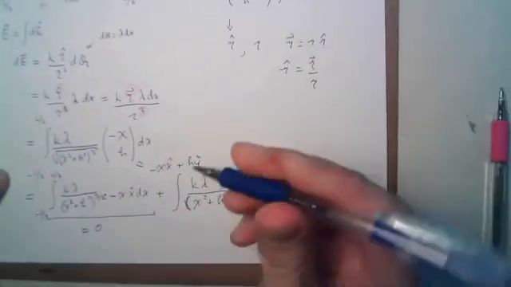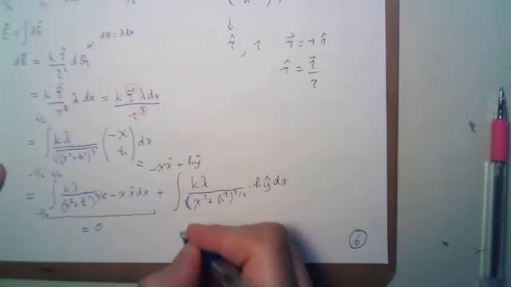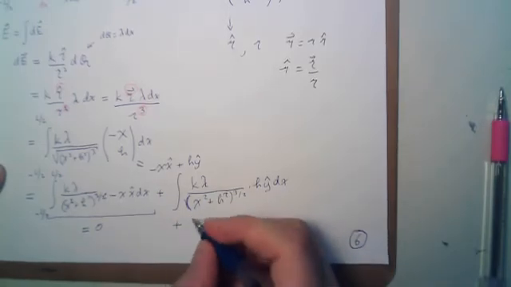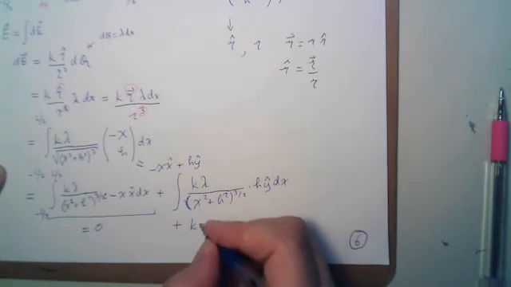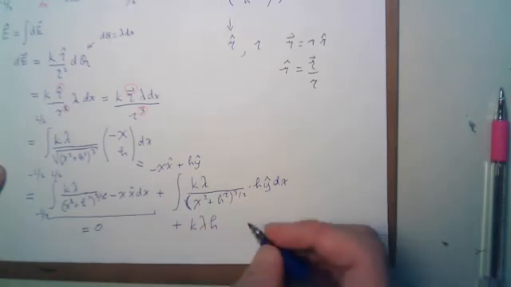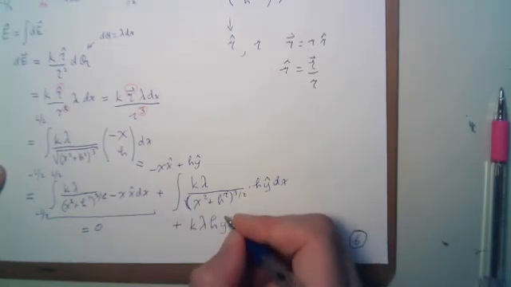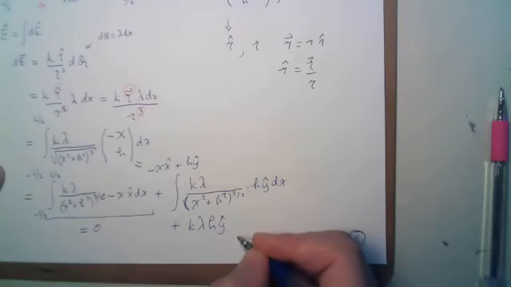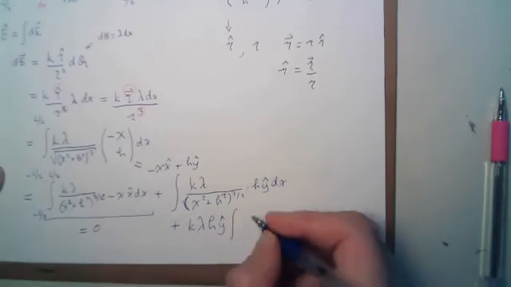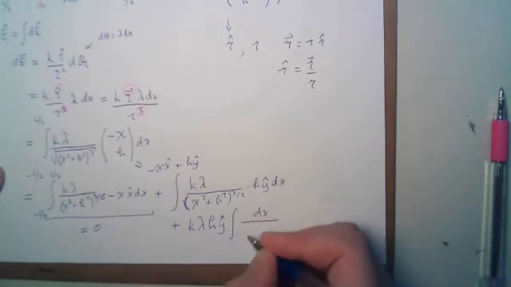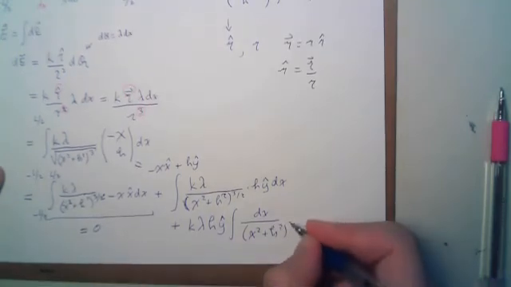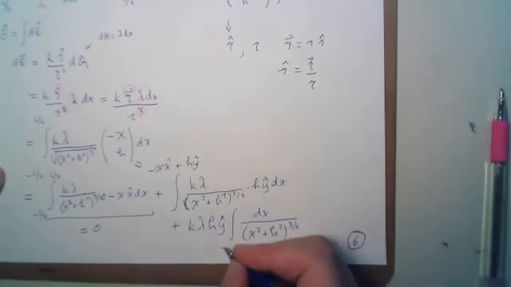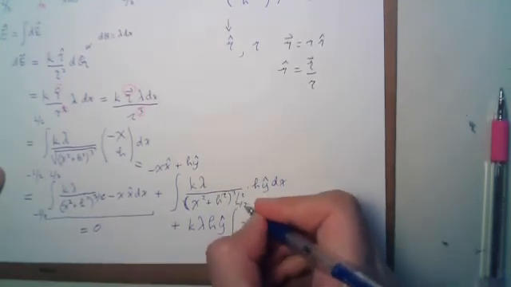After all that, we have this integral, and this integral is kind of nasty, and this is one of those that I usually look up. So there's a k, there's a lambda, there's an h, there's a y hat, and finally the integral is from dx over x squared plus h squared to the 3/2, and you go from minus L over 2 to L over 2.